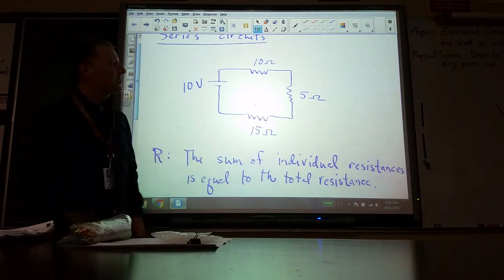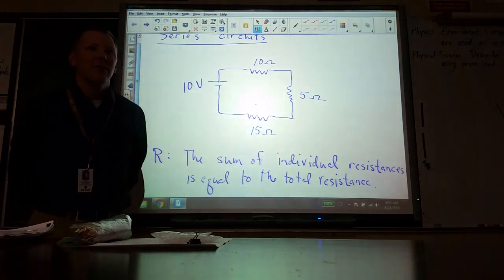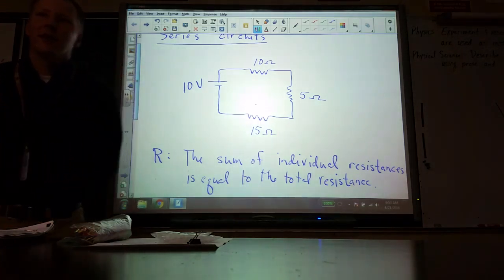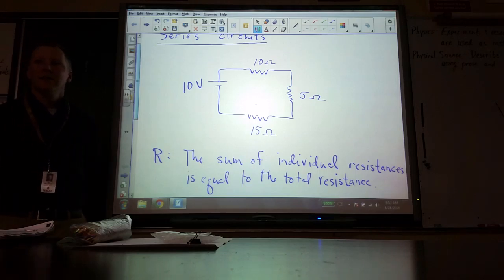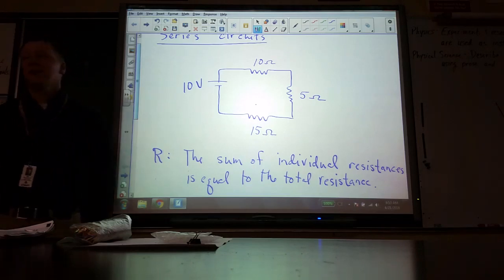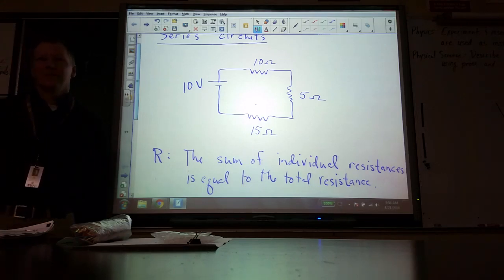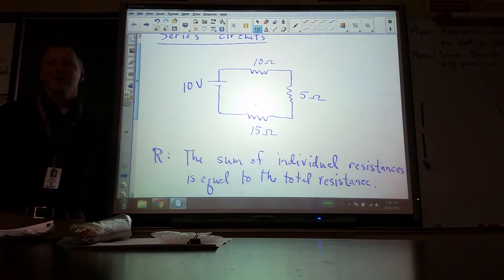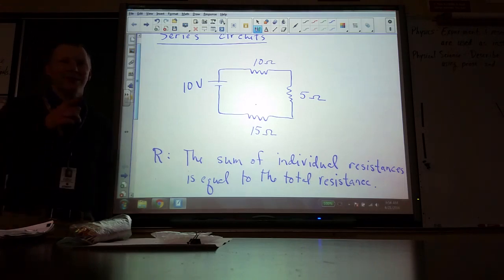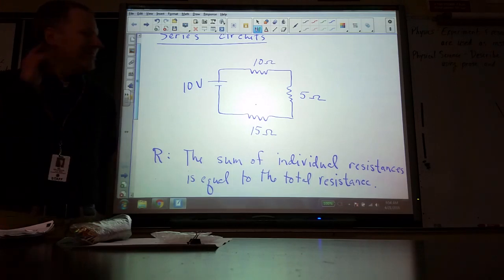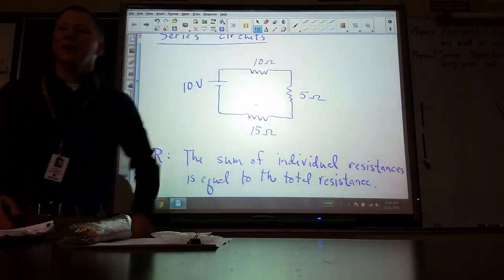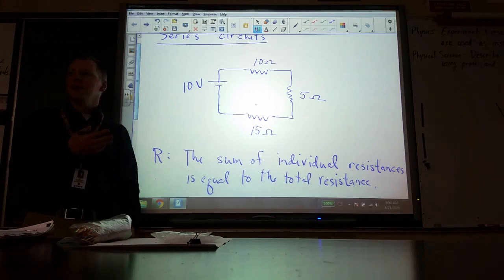So which of these resistors do you think is going to convert the most amount of electrical energy into heat energy? Which is it going to take the most energy to get through? Don't want to alarm anyone, but you might all be doomed. The 15. The higher the resistance, the more energy it takes to push electrons through.